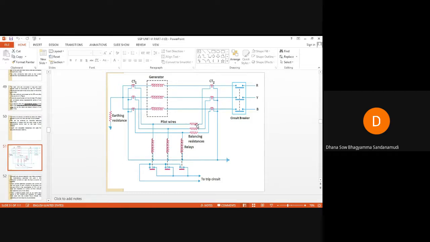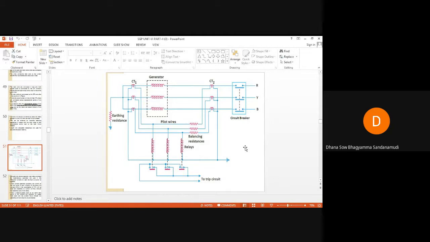Now, whenever we are discussing a protection system for some equipment, there will always be two conditions. One condition is the normal operating condition, another condition is the faulty condition. Now let us initially discuss the normal operating condition.